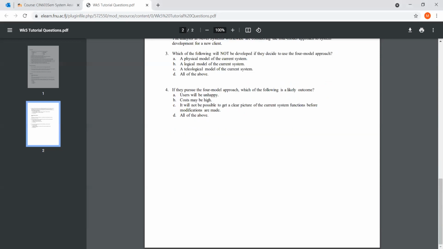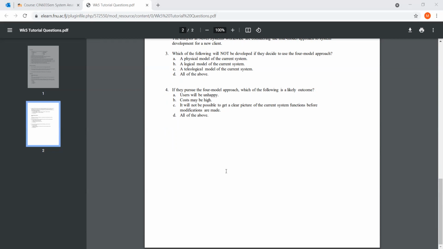Next question, question number 4. To pursue the four-model approach, which of the following is a likely outcome? Users will be unhappy. I don't think so. Users will be happy. Okay. Cost may be high. It will be possible to get a clear picture of the current system functions before modifications are made. It will not be able to. And option D is all of the above.